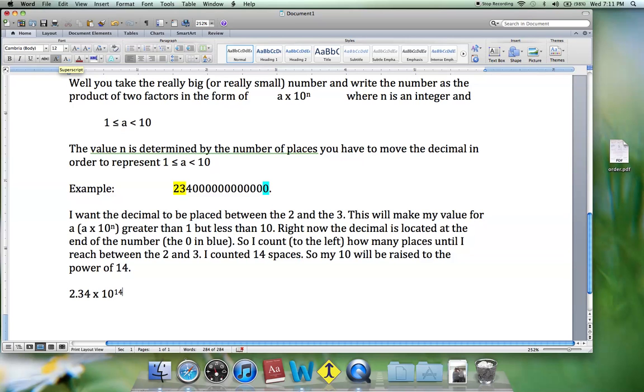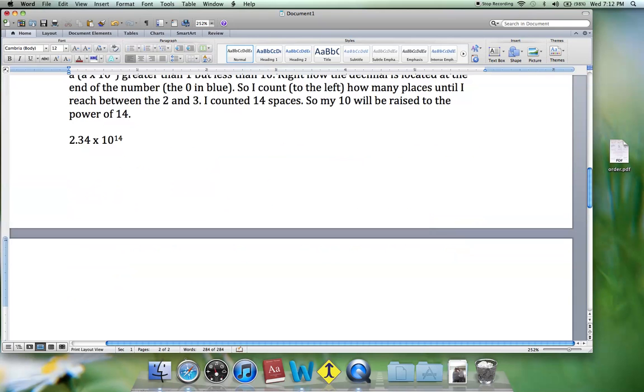Now notice that I do have a positive exponent. So let's look at one where we're going to have a negative exponent. In the positive exponent, notice we had this really big number and we had to move the decimal left. And when we moved it left, we got an exponent that was positive. All right, so let's look at a really small number.